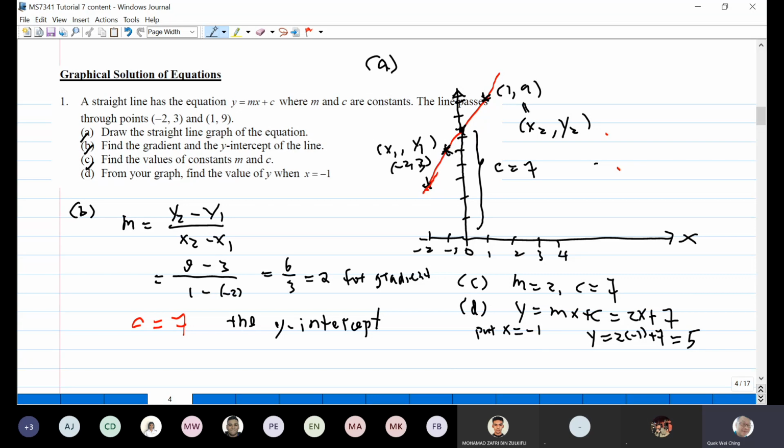So this is the point where y is equal to 5 here. When x equal to -1, you go up and find out where the y is: y equal to 5. So this is how we answer question 1. Get every answer from the graph. If you draw an accurate graph, you should get the answer quite accurately.